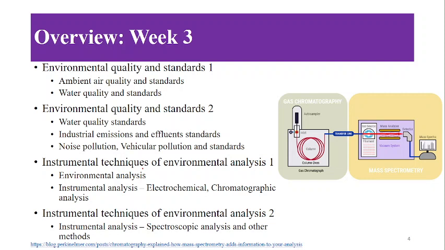Next, now we know what can be the permissible limits. So how to find out the concentration in a sample taken from air or soil or water. So different instrumental analysis such as electrochemical, chromatographic, and spectroscopic analysis were discussed. And in that, we discussed gas chromatography and gas chromatography coupled with mass spectroscopy, then FTIR, which is Fourier transform infrared spectroscopy, and UV spectroscopy.